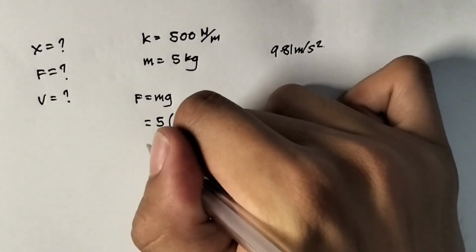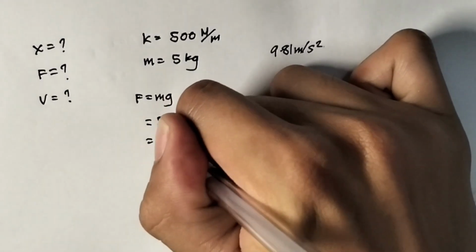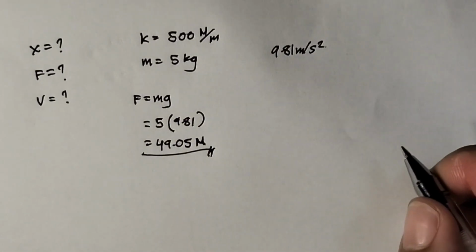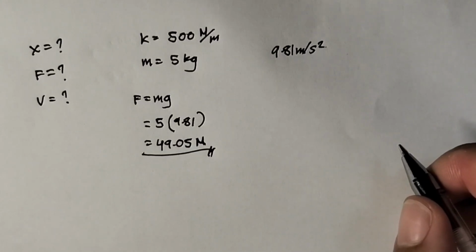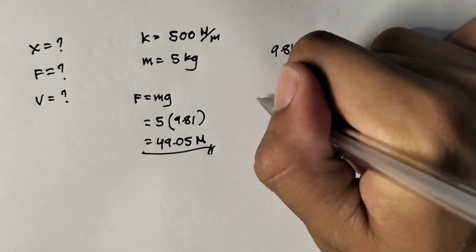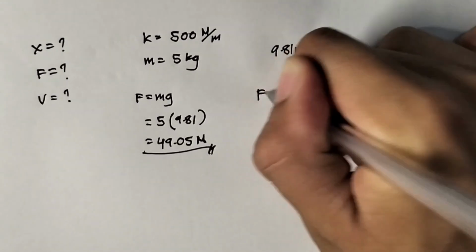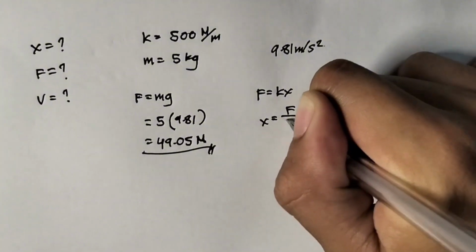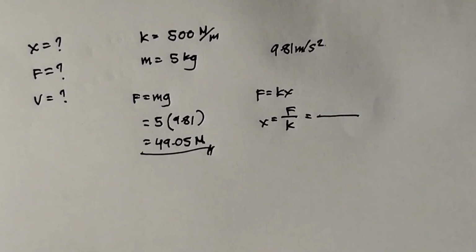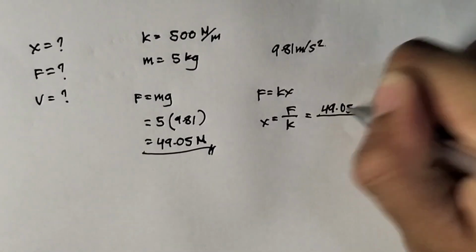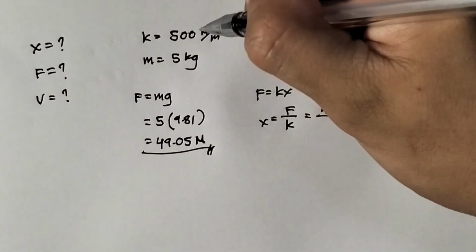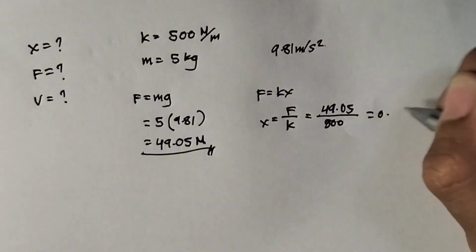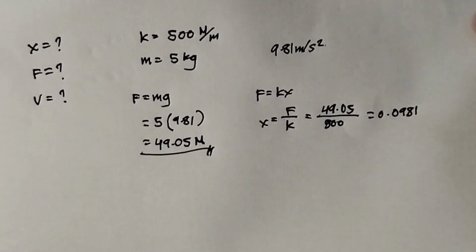So atong i-calculate unsay mugawas. 49.05 Newton ang force. Then naa na tay force, adto na ta sa iyang extension of the spring, magamit ang Hooke's law. So unsa may formula ato? F is equal to kx. Then naa na man tay force, so x equals F over k. So naa tay force nga 49.05 Newton. Then unsa pila iyang spring constant? 500. So ang calculate equals to 0.0981. Extension man siya, pila ang unit niya? Meter.